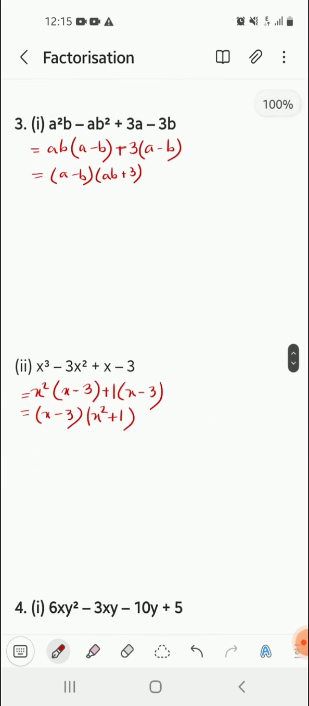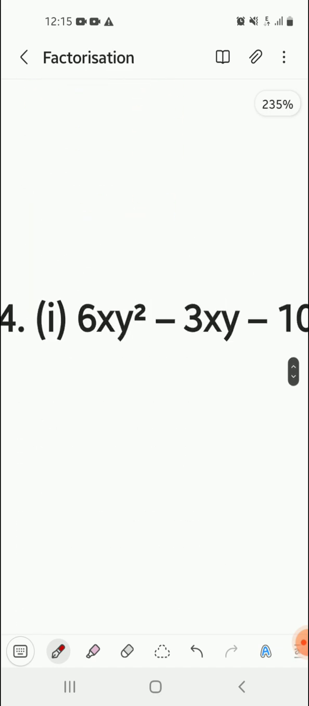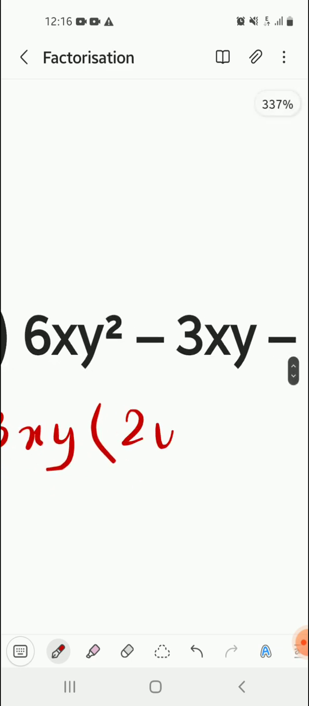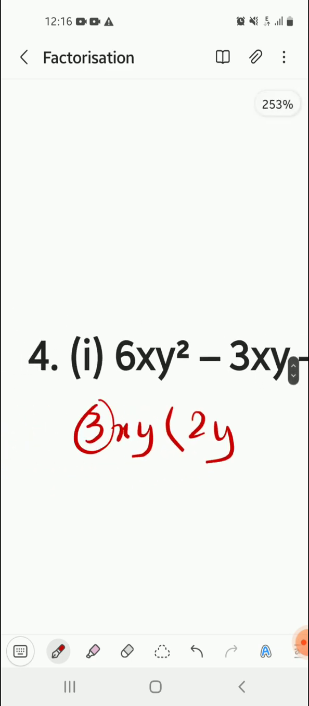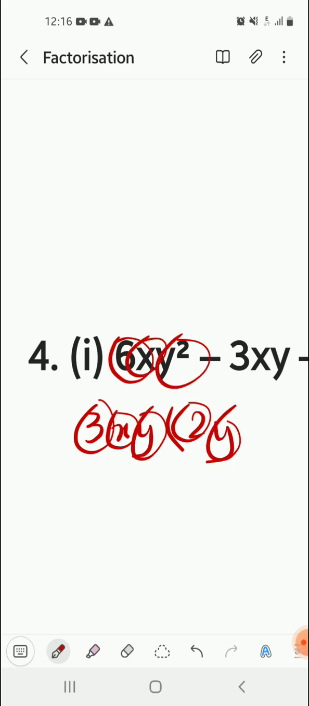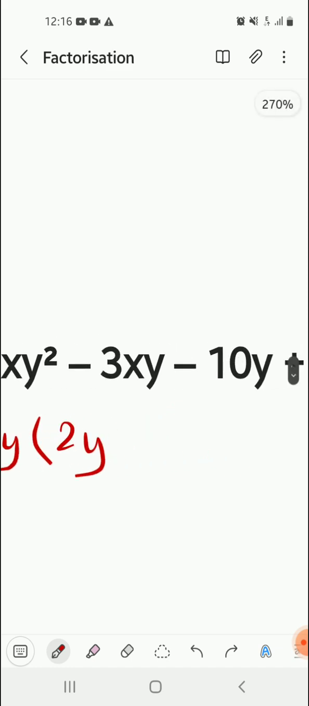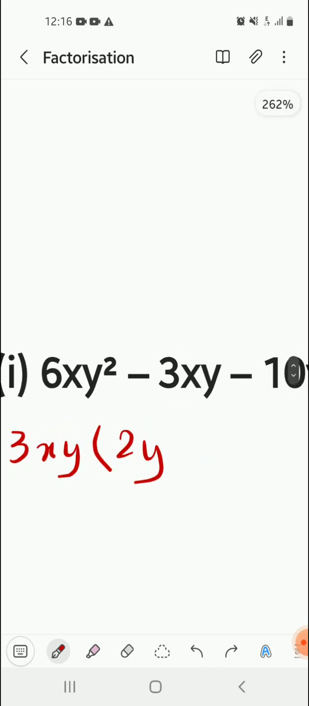Moving on to the next question. 6xy square and 3xy. Here in 6 and 3, common factor is 3 of course. So we have 3. And in xy both are common. So here it is 2y. So you can see 3 into 2 is 6. x, y into y is y square. So we've got it. Next, from here what we have common is nothing. So we're going to write only minus 1.